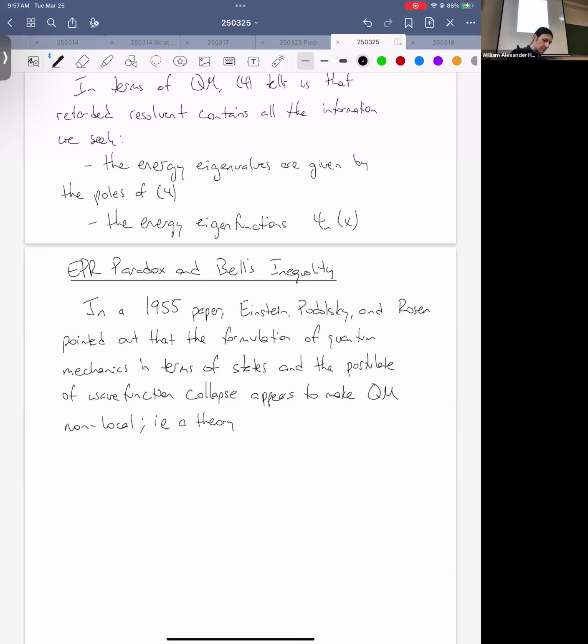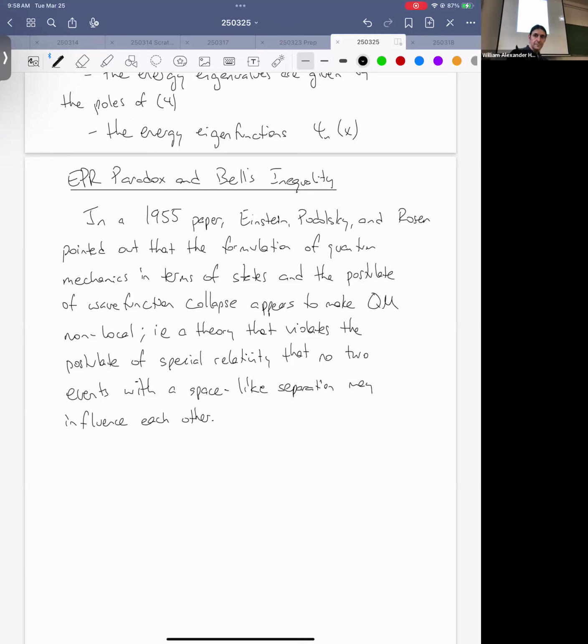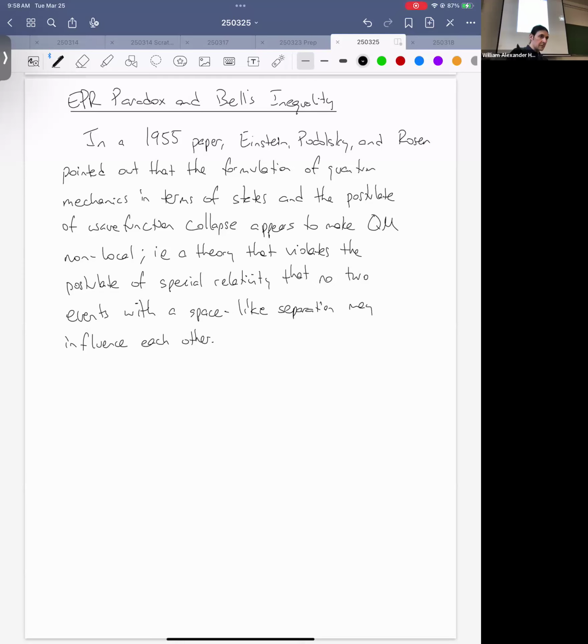I.e. a theory that violates the postulates of special relativity that no two events with a space-like separation may influence each other. Okay. So this is bad.